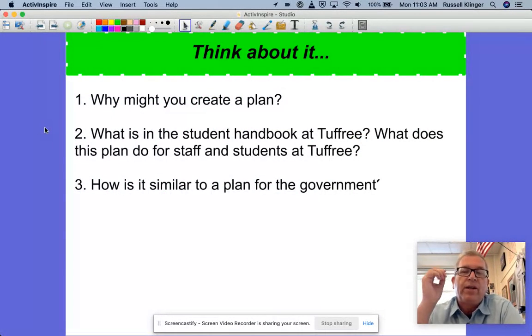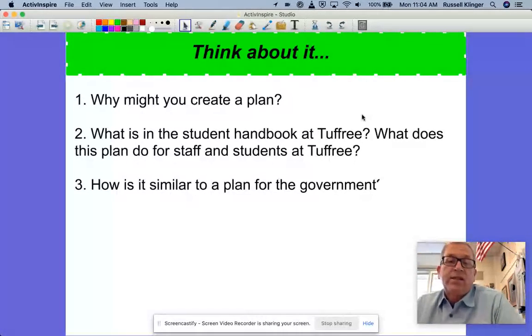Some things that you might want to think about is, why do we create plans for anything? Why do we create a plan? If we think about, and this is from my old school, what is our student handbook at Burrell? What is this plan, this student handbook, what does it do for the staff and students at Burrell? And how is it similar to a plan for government? If you look at it in detail, it really describes to you, it makes promises essentially to you about what the school is going to provide to you, but it also has in it what it expects from you as a student as well. And it also gives you lots of tools, right?